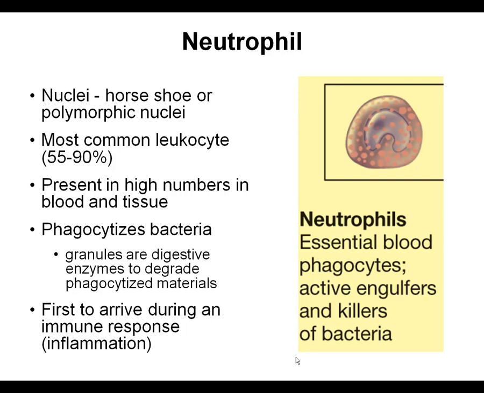The neutrophils, these are going to have a kind of a horseshoe-shaped nucleus. It's what they call a polymorphic nucleus. These are going to be the ones that are the most common in cellular circulation. You're going to have a high number of these in the blood as well as fixed in the tissues, and their job is phagocytosis. These are going to be very active engulfing organisms. They are going to kill mostly bacteria. Their job is to phagocytize bacteria. They're also going to degrade any of that phagocytized material. These are going to be the first cells to arrive at the area of injury, particularly in the inflammatory response.